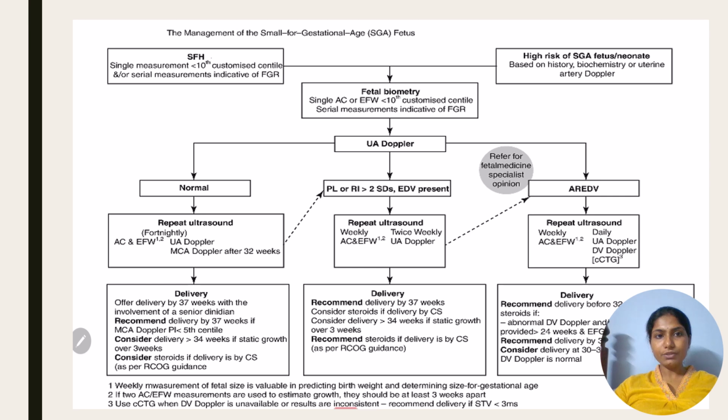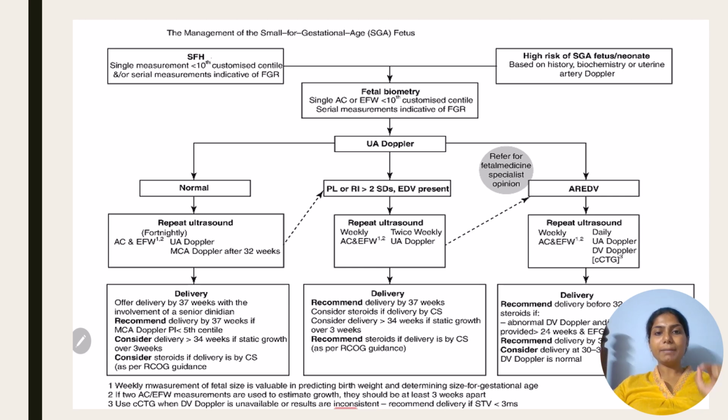As already told, to manage an SGA fetus or an FGR fetus, we have to follow this flow chart. You will do a serial measurement of symphysiofundal height, and if they are suggestive of FGR, or based on history or biochemistry or uterine artery Doppler the fetus is at high risk, you will do a fetal biometry. If the AC or estimated fetal weight is less than 10th percentile, it is an indication that you have to monitor and do a Doppler.